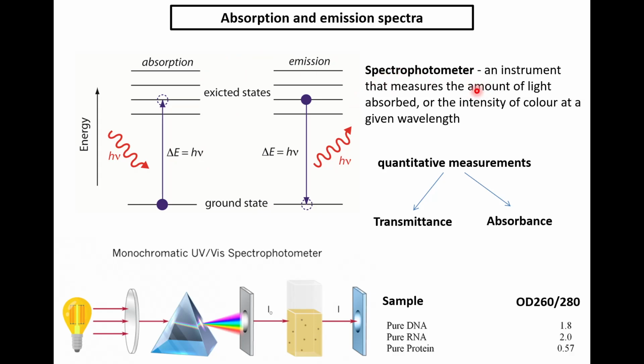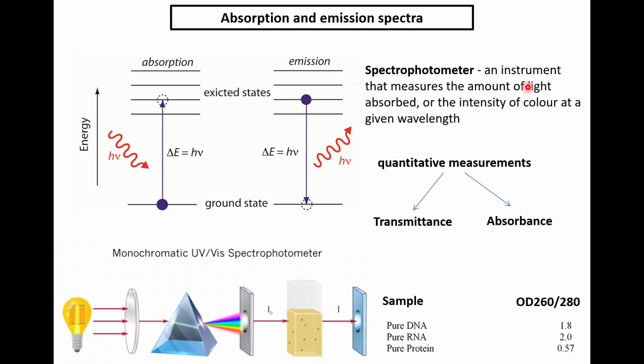So this absorption and emission phenomenon is utilized by a spectrophotometer. This is an instrument that measures the amount of light that is absorbed, or the intensity of color at a given wavelength. So how much light is absorbed is actually given by a spectrophotometer. Now, what kind of information will it give you? It will give you the transmittance and absorbance information, that is, how much light is transmitted after it interacts with the matter and how much light is absorbed.